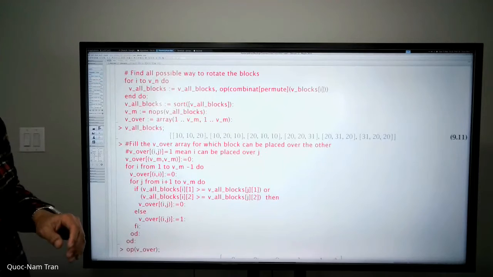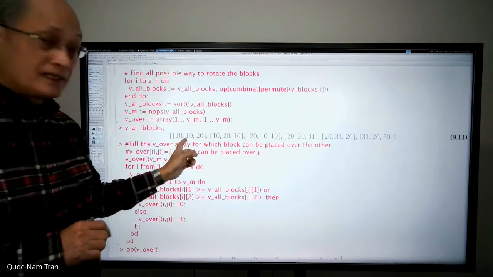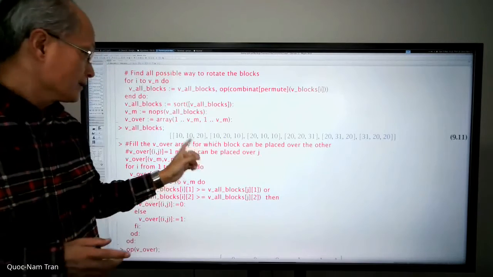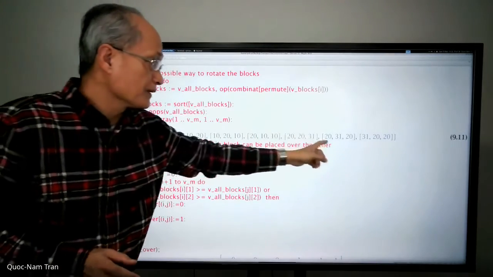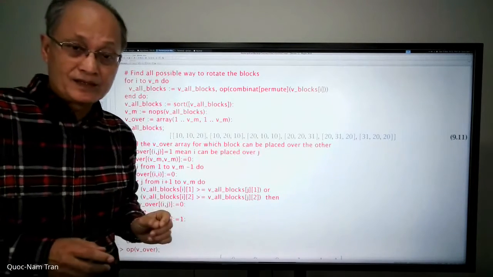So here are the number of blocks we have in different positions, right? 1, 2, 3, 4, 5, 6. And it's already sorted, right? Did you have the same?